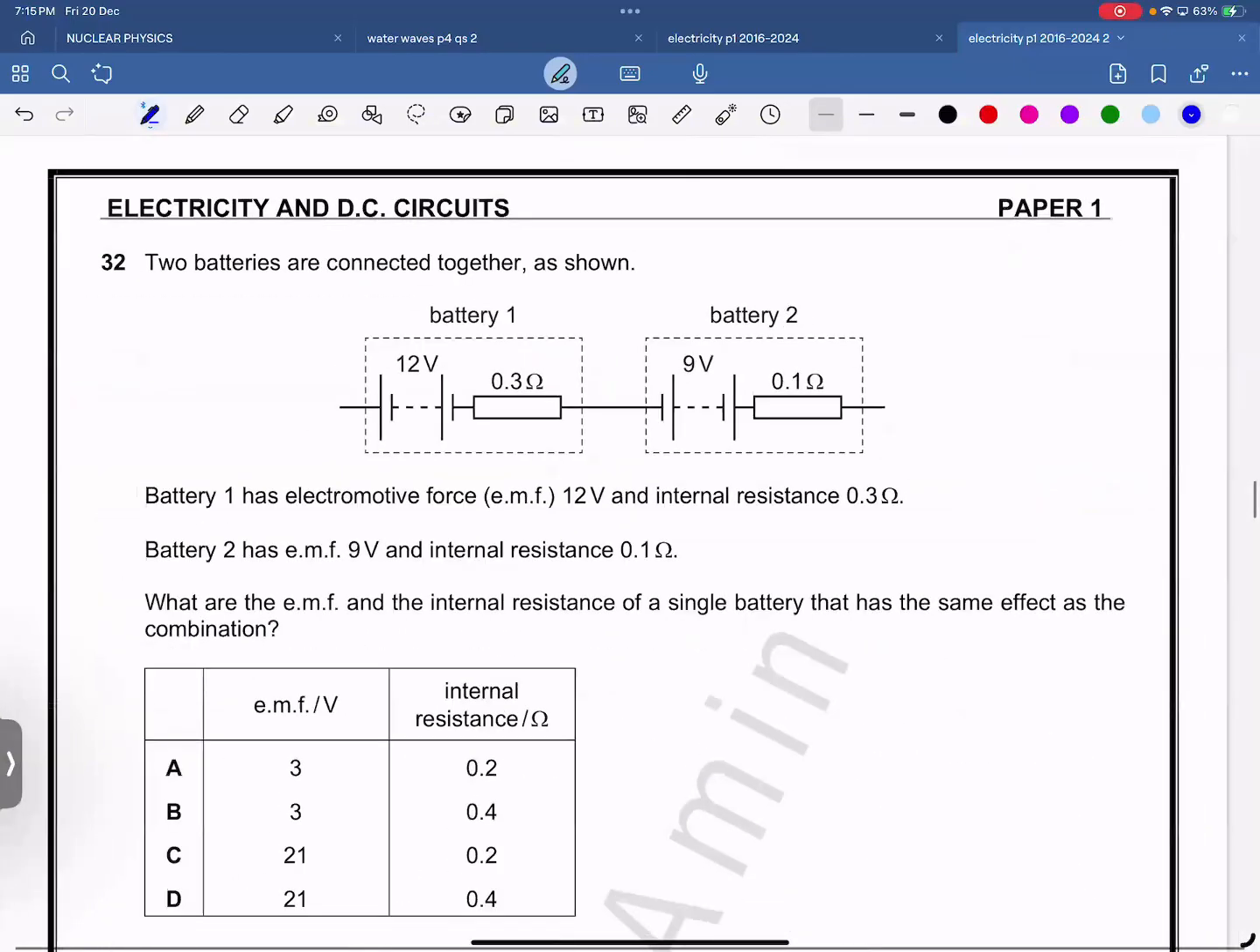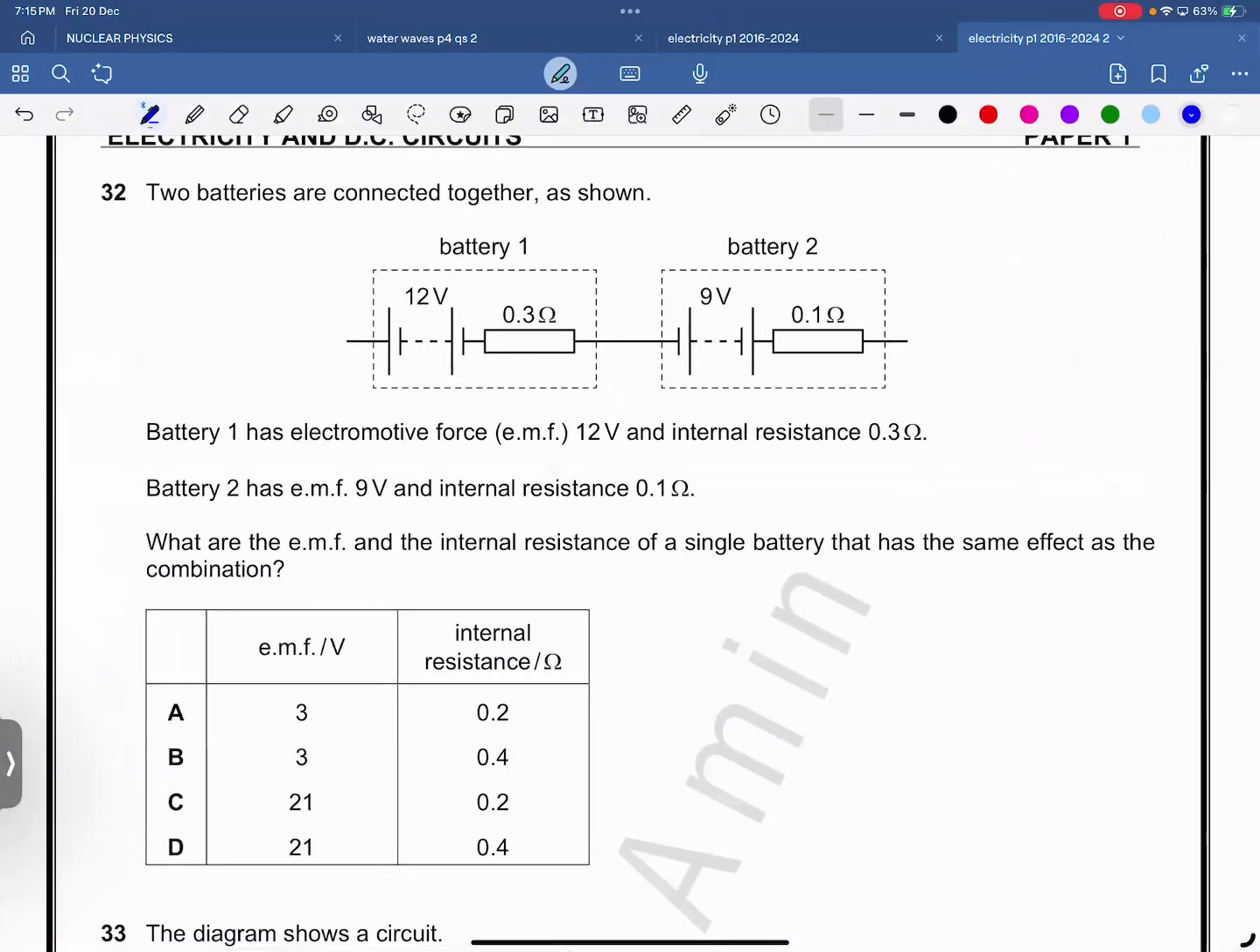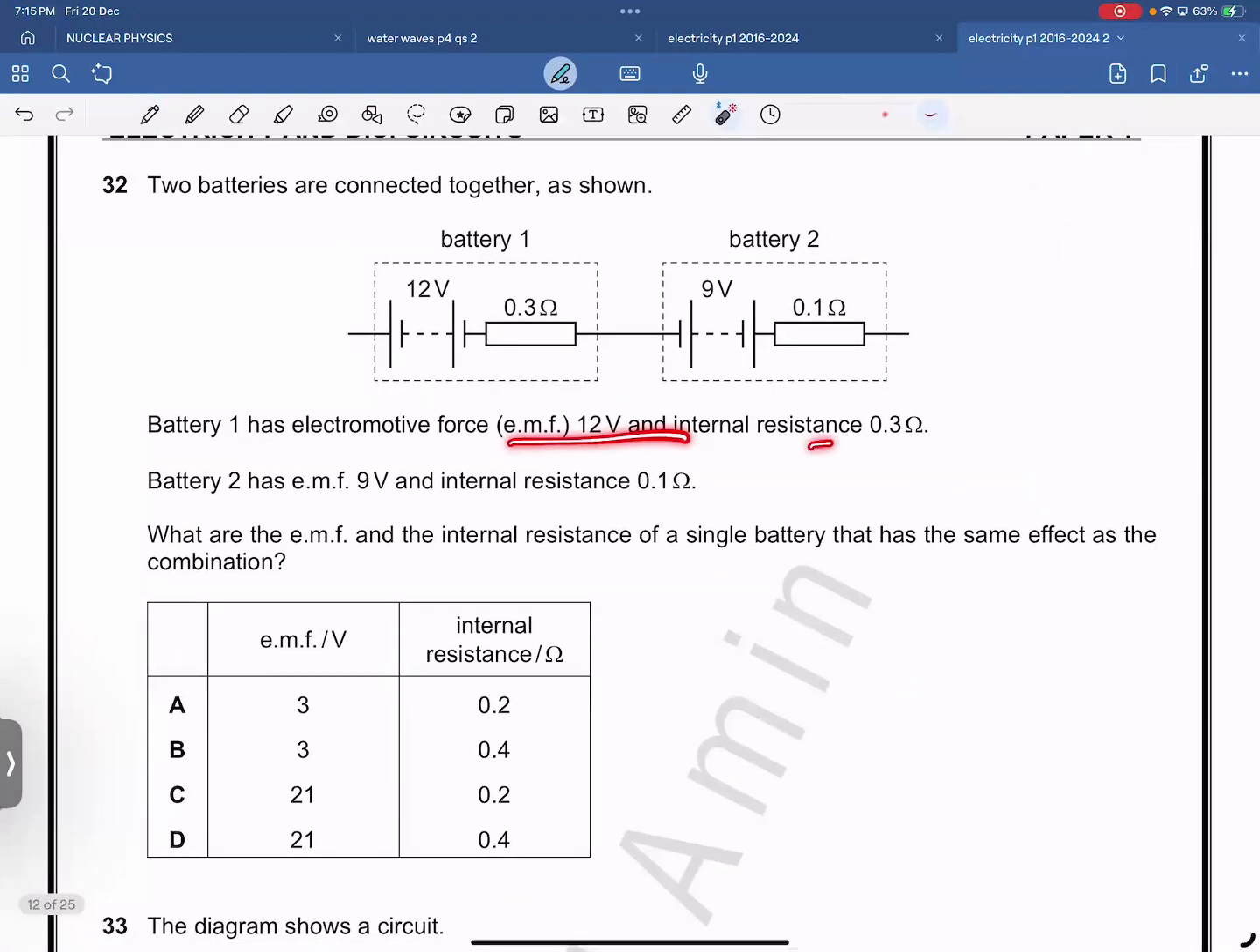Question number 32. Question 32, my dear students. You have two batteries, as you can see. Battery one has EMF 12 and internal resistance 0.3. Battery 2 is 9 volt with the internal resistance 0.1, as you can see. What are the EMF and internal resistance of a single battery that has the same effect? Easy, my dear. Just combine. Are the polarities in the same direction or opposite? This is plus minus, this is minus plus. So it will be 12 minus 9, 3 volt.